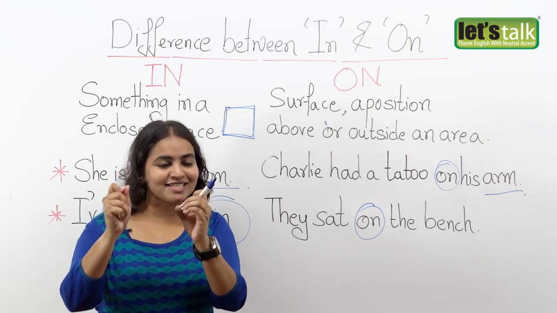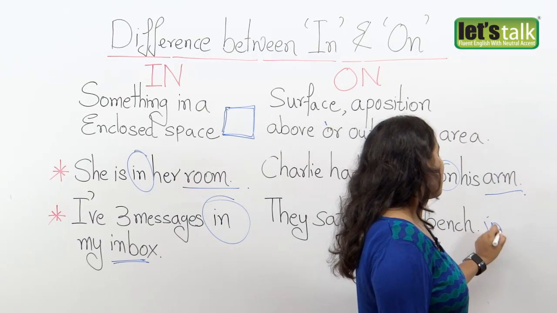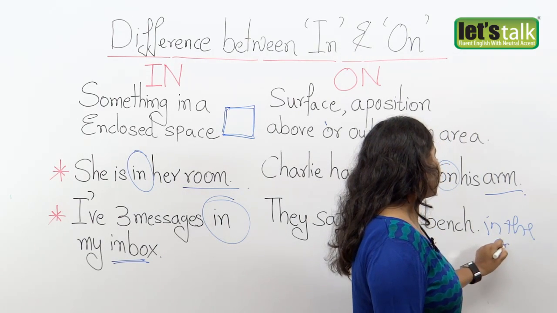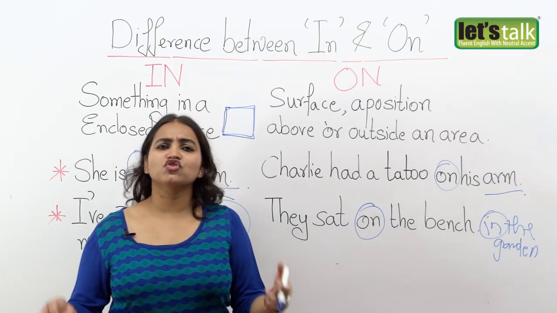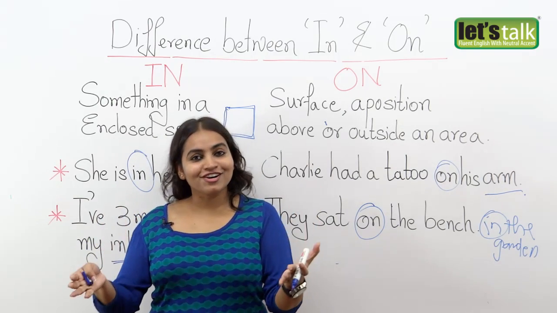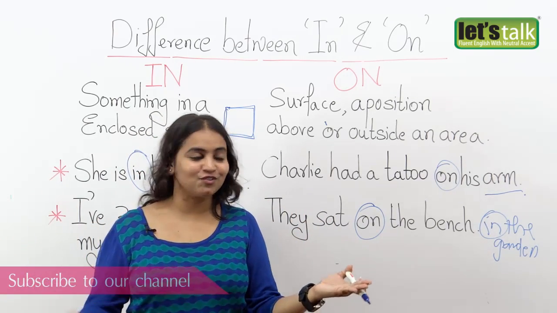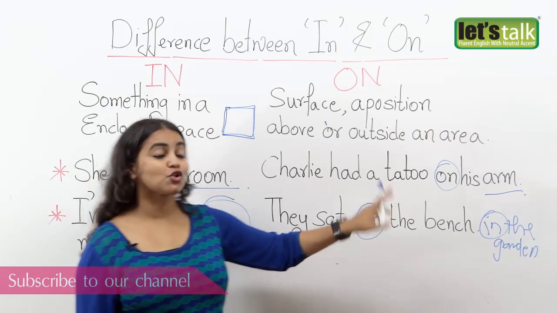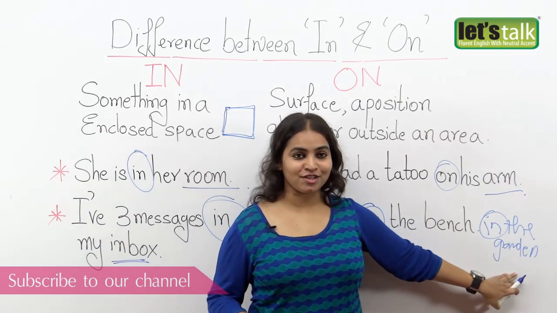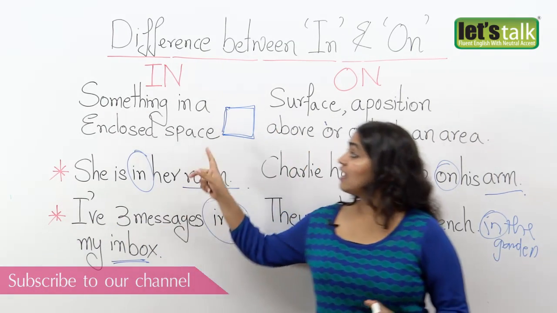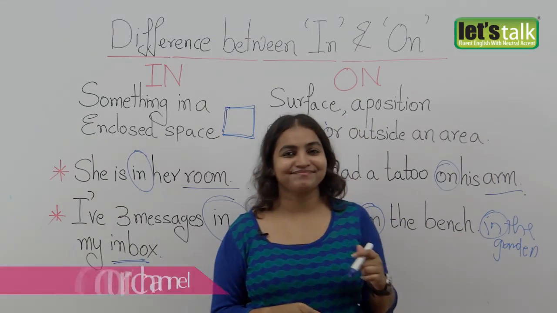However, if I were to change the sentence a little bit, I could say, they sat on the bench in the garden. Why would I say in the garden and not on the garden? Again, the garden is a physical space, an enclosed space with physical limitations. So I will always say they sat on the bench, on a position above the bench, in the garden, because we're talking about the garden being an enclosed space with physical limitations.